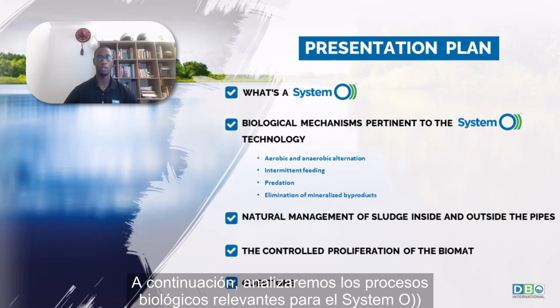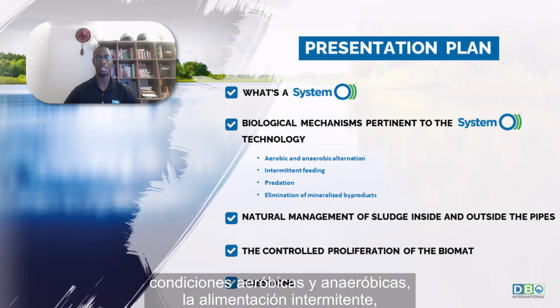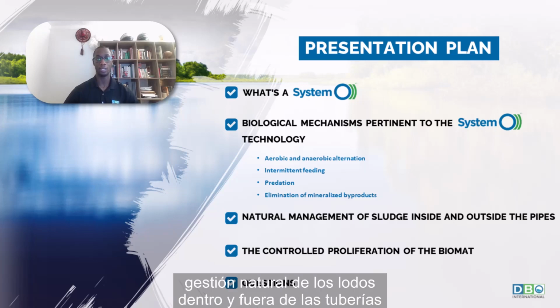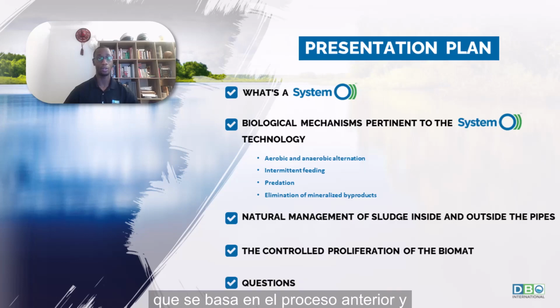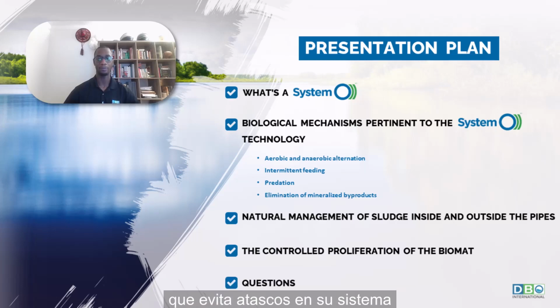After that, we will talk about the biological mechanism pertinent to the System O technology, where I will get into the details about aerobic and anaerobic alternation, intermittent feeding, predation, elimination of the mineralized byproducts, and from there we will go through the natural management of sludge inside and outside of the pipes based on the previous mechanism. And we will finish with the controlled proliferation of the biomass that prevents your system from clogging due to an excess of biomass.